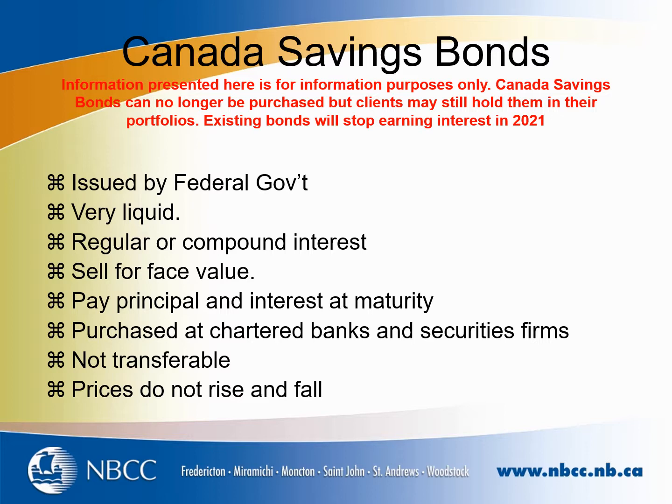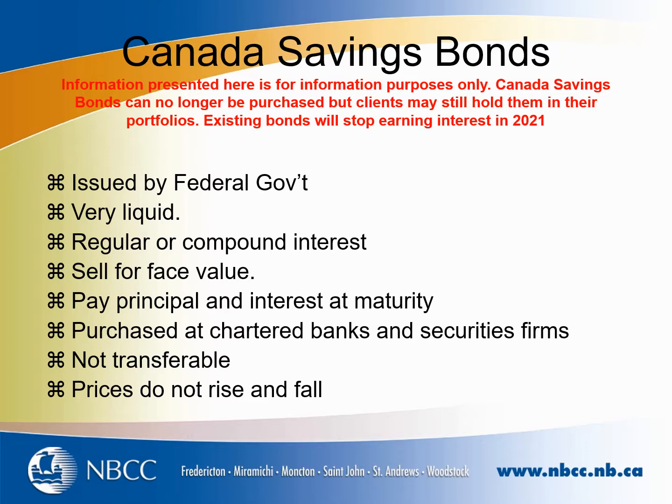Canada Savings Bonds come in 2 different types, regular or compound interest. With a regular bond, you receive your interest every year as it is paid. Interest checks are sent out to the investor. With compound interest bonds, the interest is paid but is not received by the investor. Instead, it is reinvested in the bond and the interest is compounded.